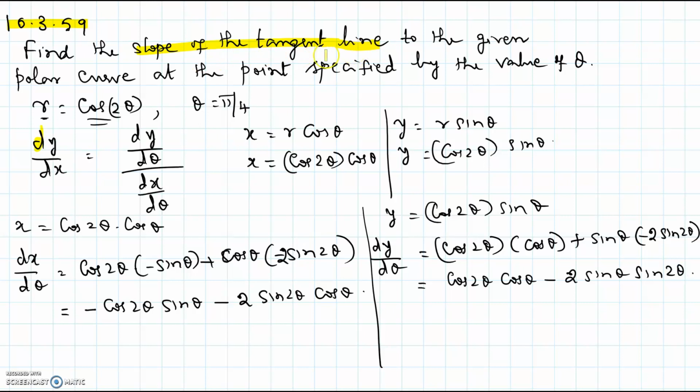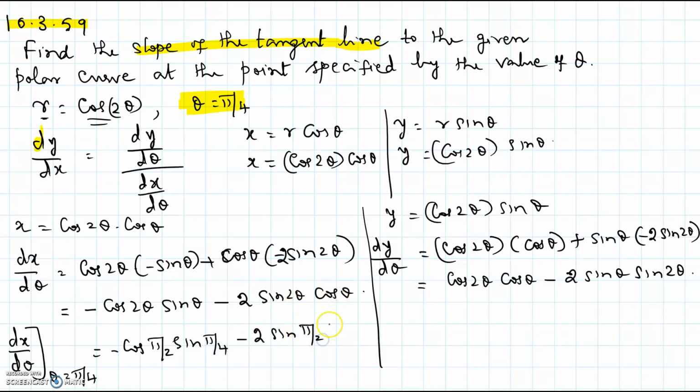We are asked to find the slope of the tangent line at the specific point, which is theta equal to pi by 4. So we will find dx by d theta at theta equal to pi by 4, which will be negative cosine of 2 times pi by 4, that is pi by 2, times sine of pi by 4, minus 2 times sine of 2 times pi by 4, that is pi by 2, times cosine of pi by 4.